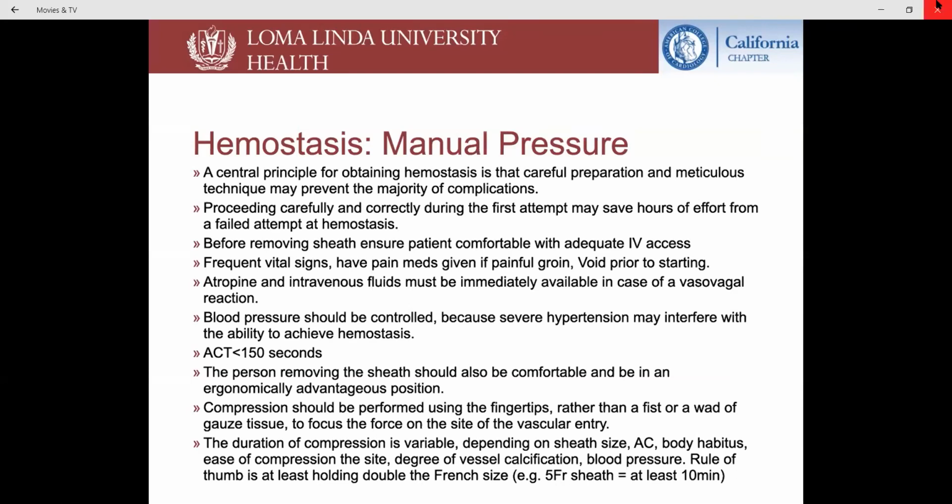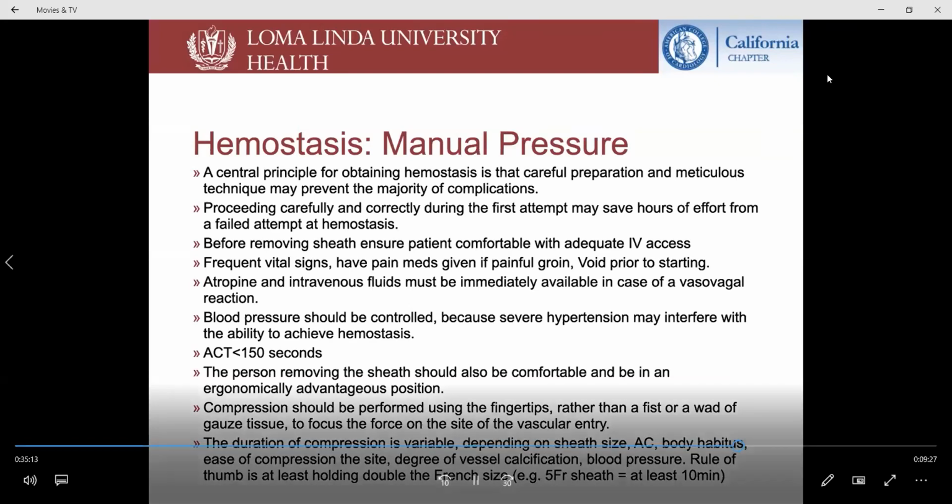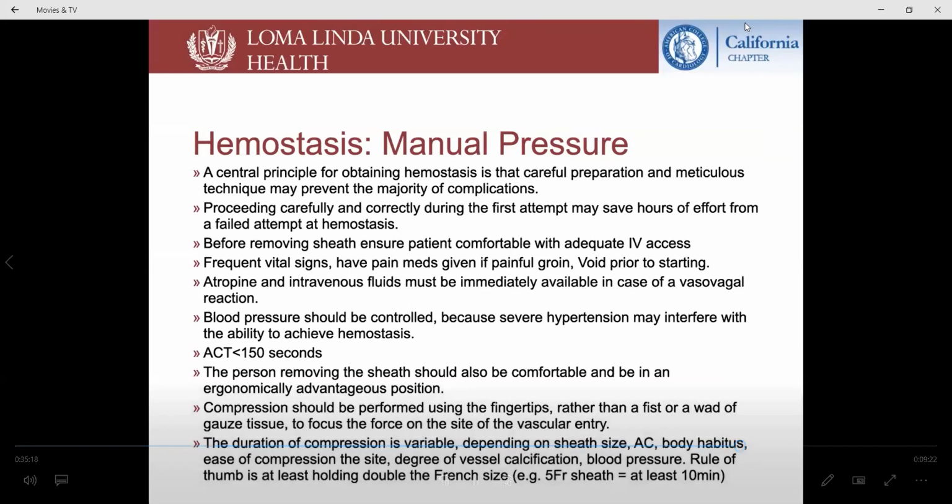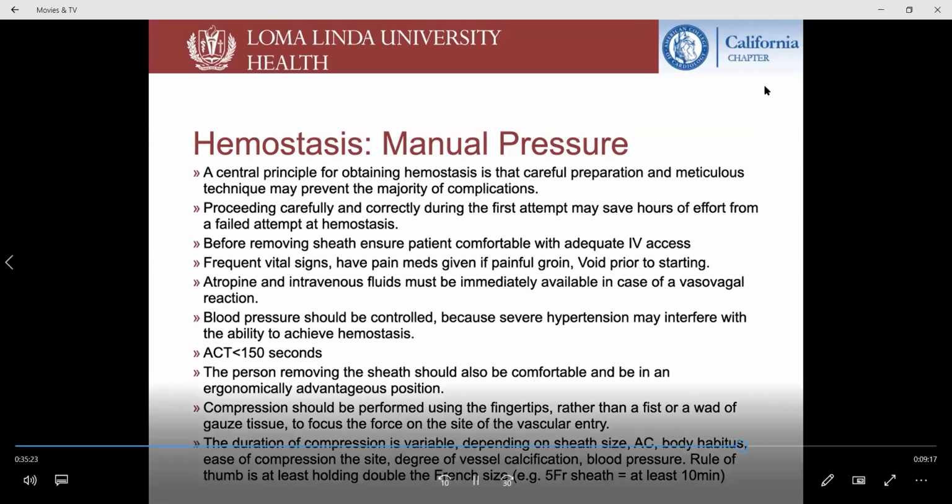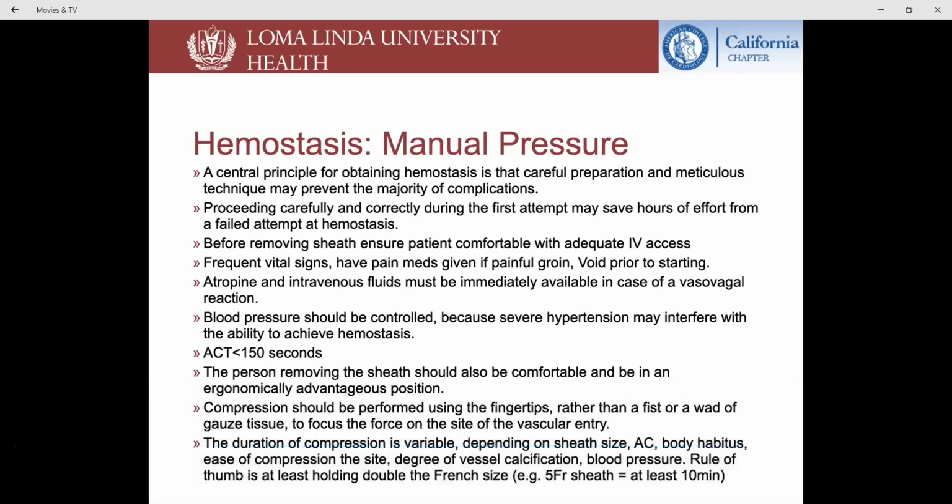Before removing the sheath, ensure the patient is comfortable with adequate IV access. You want to do frequent vital signs, have pain meds given if it's a painful groin, have the patient void before starting if possible, and have atropine and IV fluids immediately available in case of a vasovagal reaction. Blood pressure should be controlled because if the patient is severely hypertensive, that may interfere with the ability to achieve hemostasis. Ideally, you'd like the ACT less than 150 seconds.